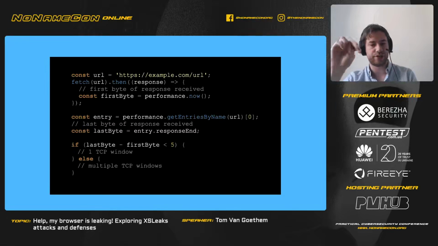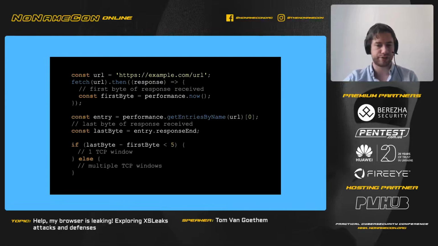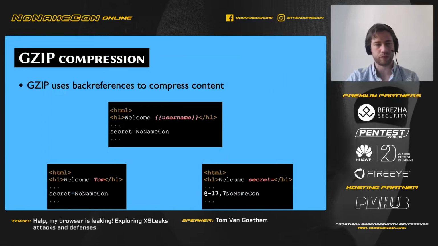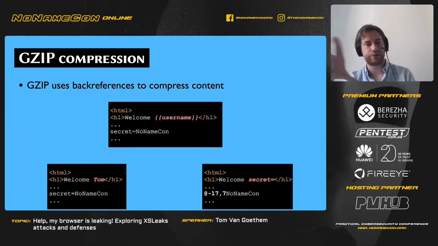So if the difference in time between the last byte and the first byte is less than a certain value, for instance 5 milliseconds, it means that only a single TCP window was required, so everything fit into the single TCP window. Otherwise, multiple TCP windows were required. One additional round trip might be something like 50 or 100 milliseconds, so it took some time before these could be sent. Well, that was how we could determine the size of the response.